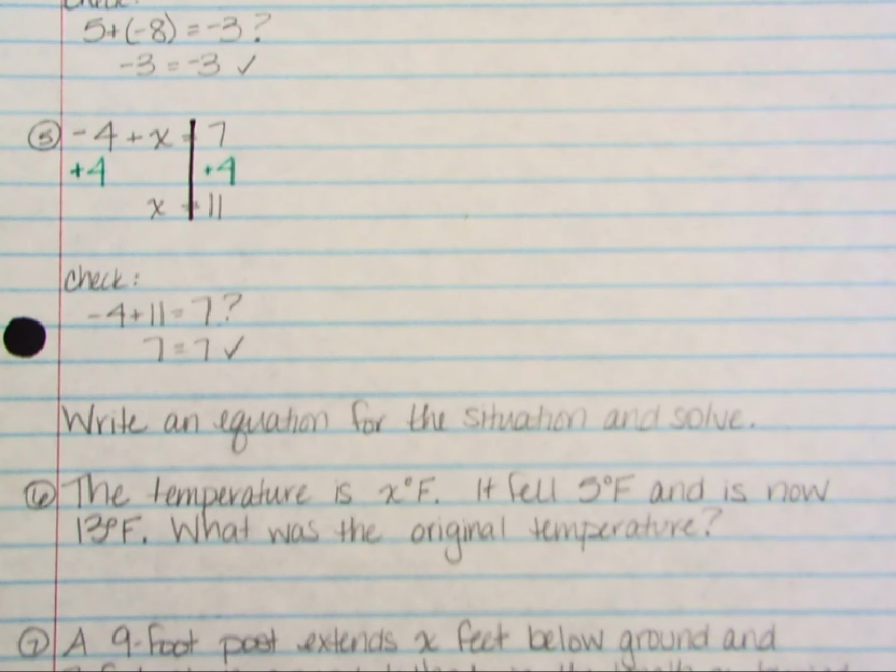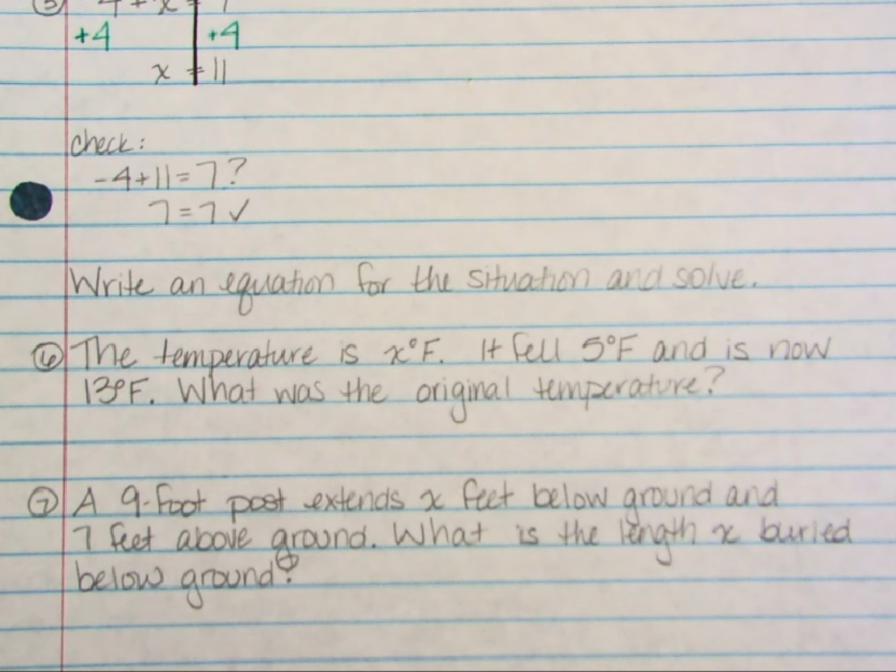Here are a couple practice problems I would like you to do. I'd like you to write the equation and then solve it. The temperature is x degrees and it fell 5 degrees, which means it's minus 5, and is now 13 degrees. What was the original temperature? Don't just give me an answer. Make sure that you write the equation with the variable and then solve it.